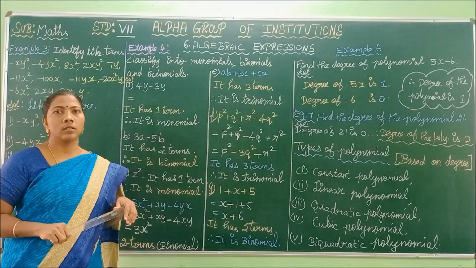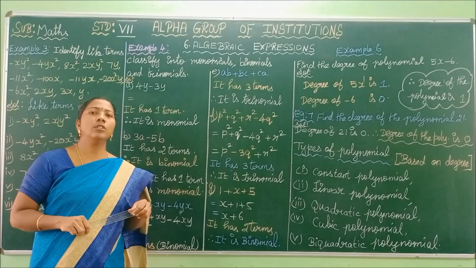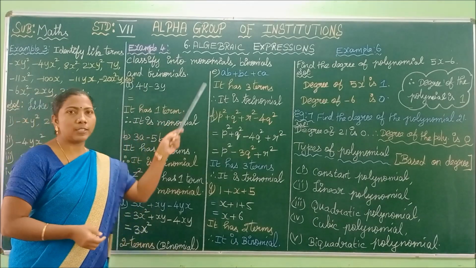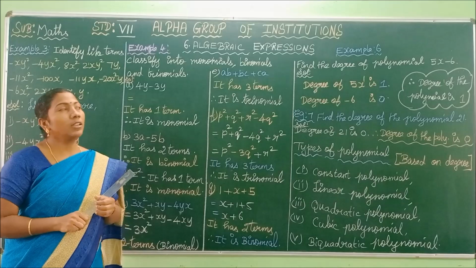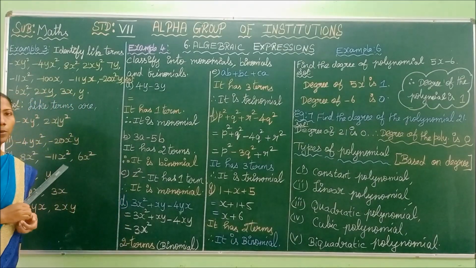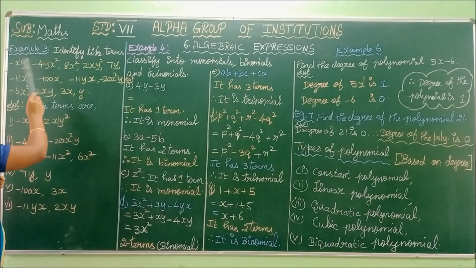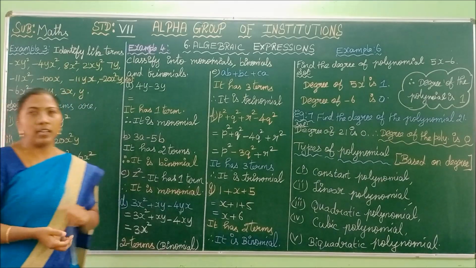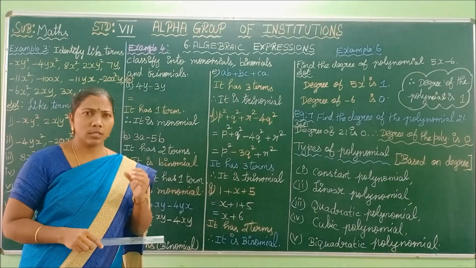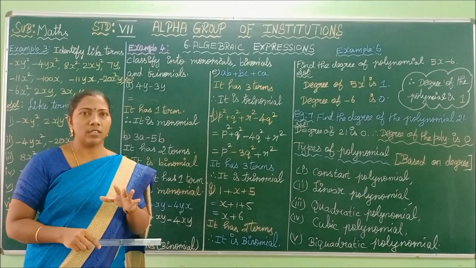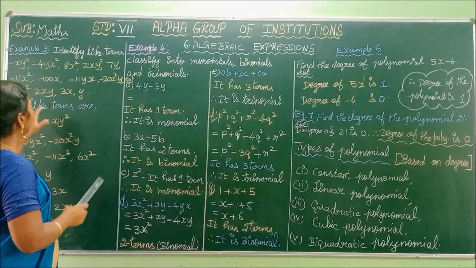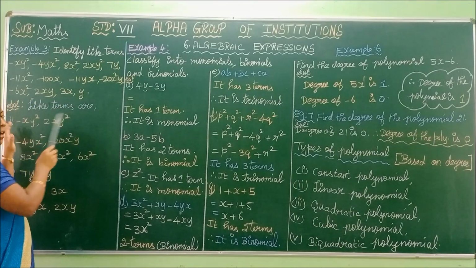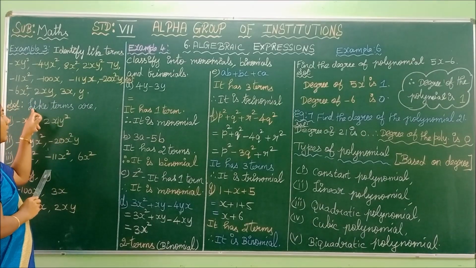In today's class, we are going to discuss some more concepts in the chapter algebraic expression. Before that, let us see some problems. Example 3. Identify like terms. What do you mean by like terms? Like terms means they have the same algebraic factors. We know that. If the question is given like this, you have to write "Like terms are" in the solution part.